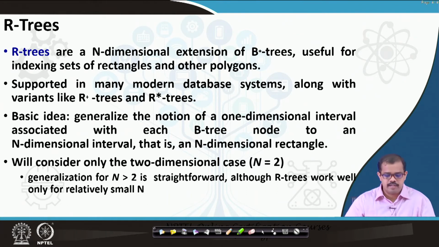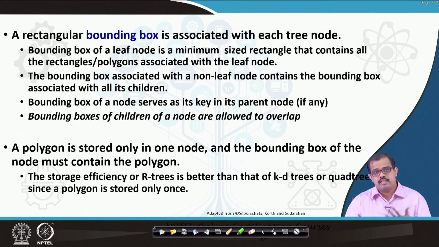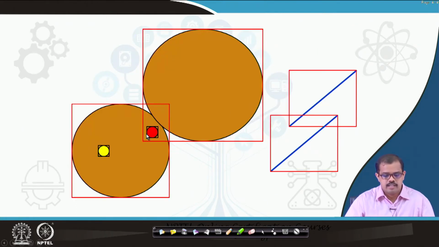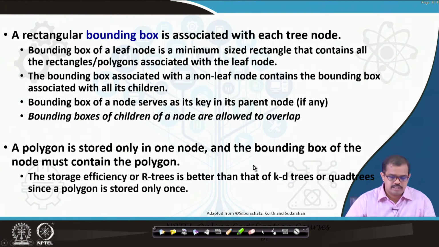This I have already explained, I won't get into these details, but R trees have now become extremely useful and have become a standard protocol in terms of developing it. How is an R tree formed? First, a rectangular bounding box is associated with each tree node. For example, if these are the different points and this is a polygon, you have a bounding box; this is a line, so there is a rectangular bounding box that is created.